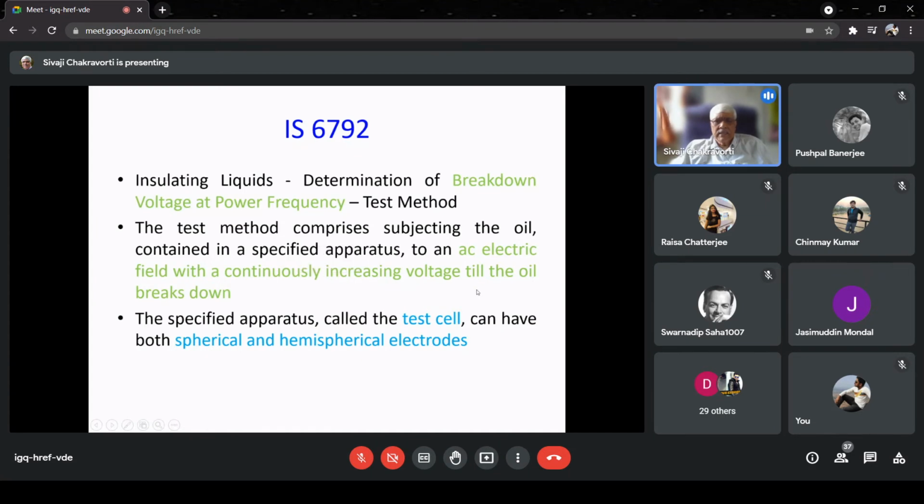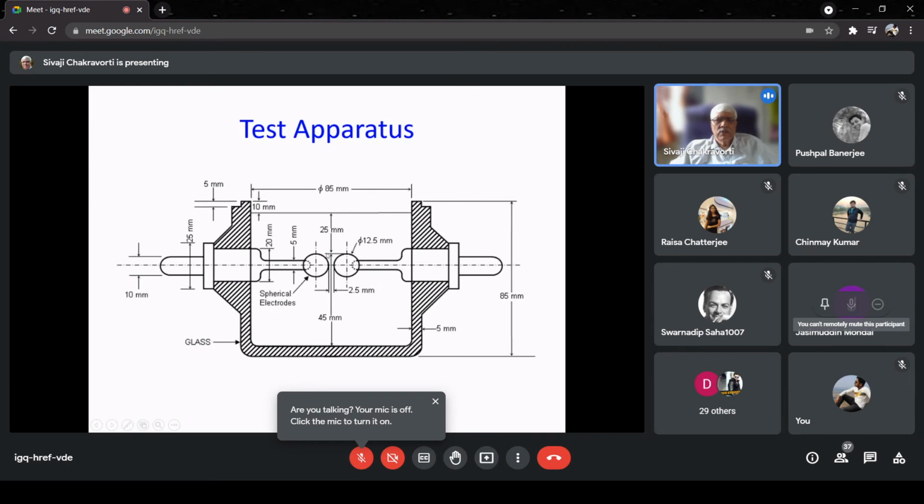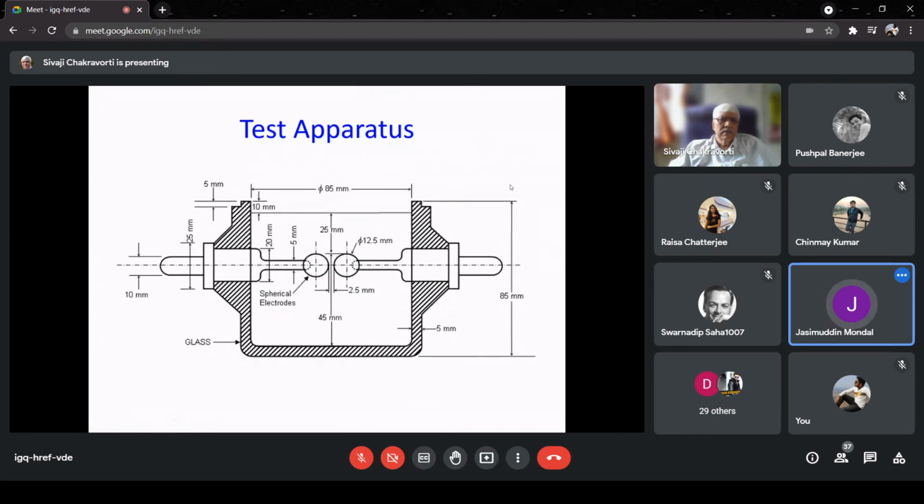So this standardized test cell, this is the diagram of the test apparatus where you can see that we have a standardized test cell where the electrodes are spherical in shape. So this spherical electrode, the diameter can be anything between 12.5 millimeter to 13 millimeter.